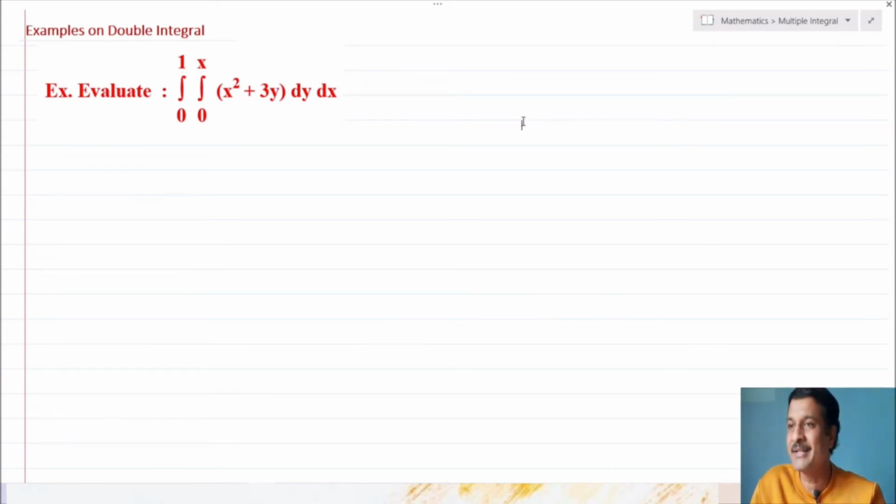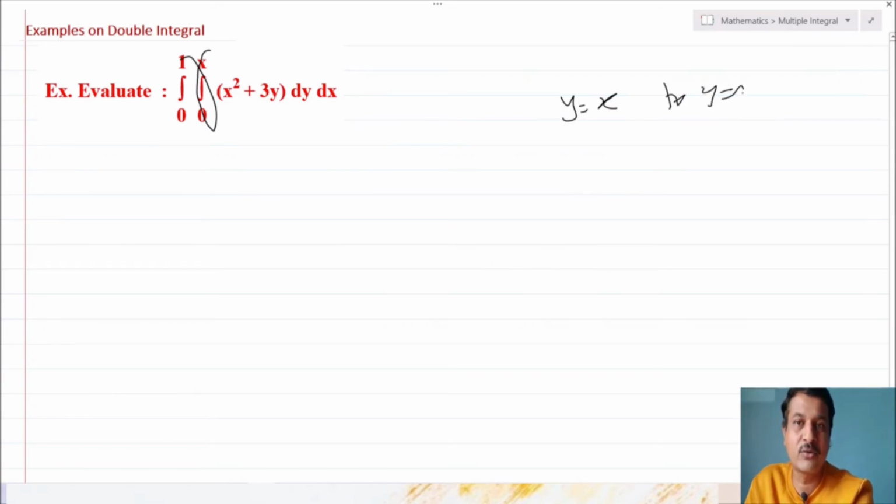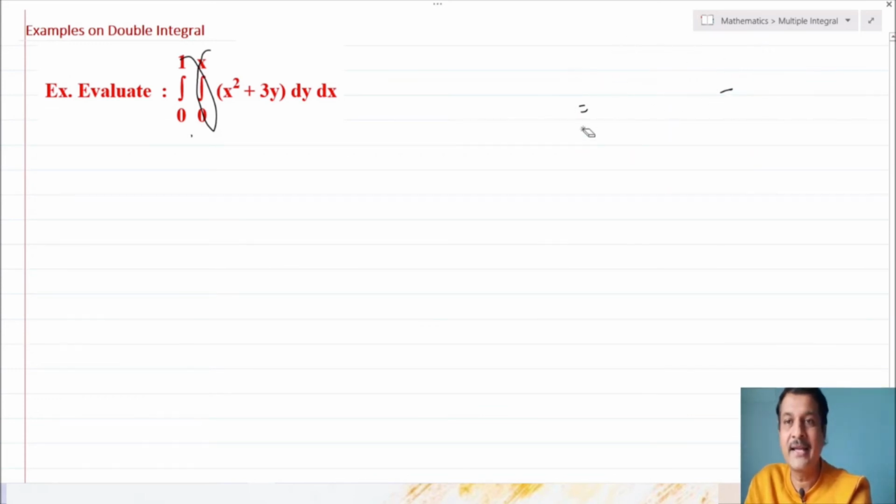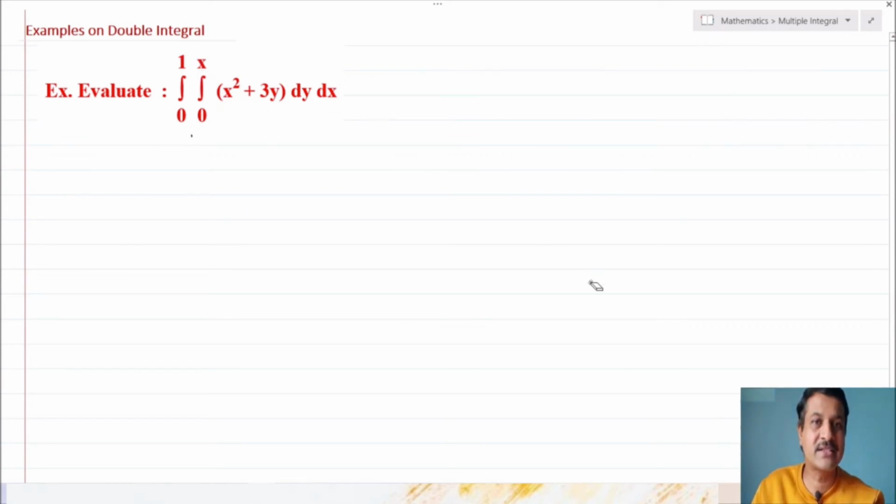So here is the simple type: evaluate integration 0 to 1, inner integration 0 to x square, of x plus 3y dy dx. Note that if the inner integral contains x, it means that these are the limits of y, because for example, for the curves y equal to x and y equal to x square, I am taking limits as x and x square. It means that it contains x and x square here. These are the limits of y. So definitely if the inner integral contains x, these are the limits of y. So first integrate with respect to y.